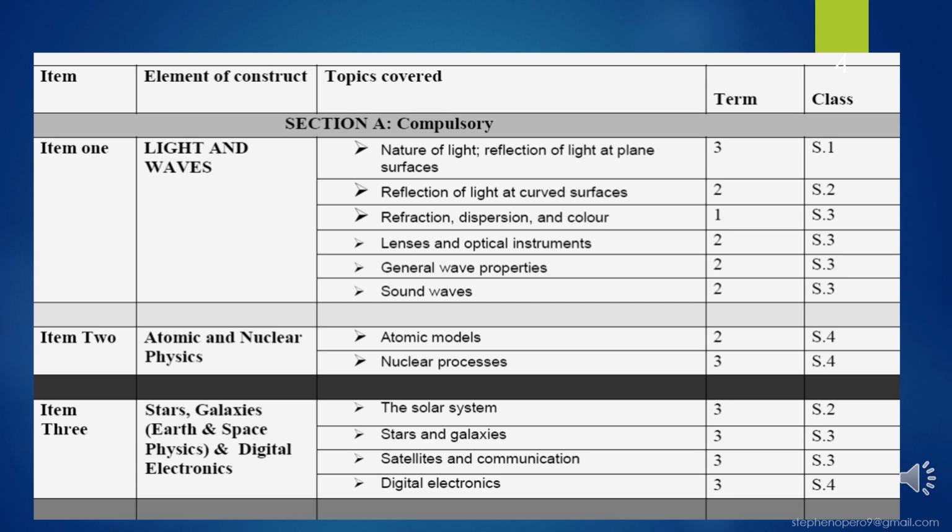Item 3, which is still a compulsory item, comes from space and earth science. This covers stars, galaxies, earth and space physics, and digital electronics. The topics combined to form this theme are the solar system, covered in senior 2, second term; stars and galaxies, senior 3, third term; satellites and telecommunications, senior 3; and digital electronics, senior 4.